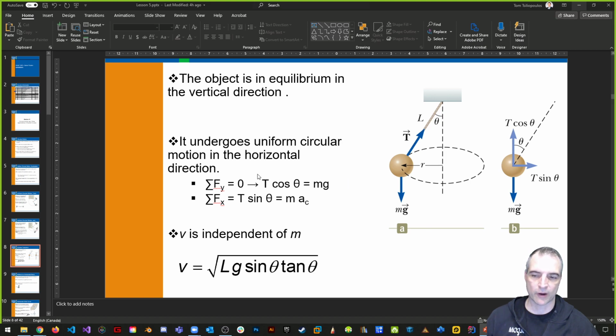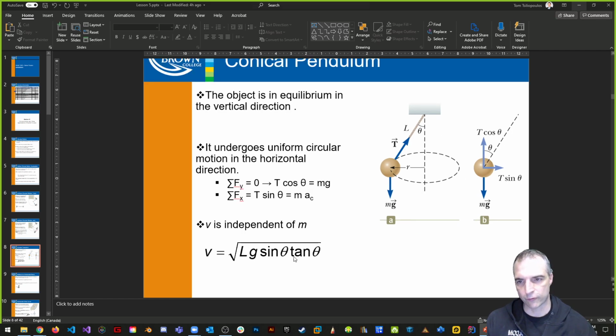When we move things around with algebra, we come down to this equation. I'm not going to prove this to you, but if you took these two equations and moved them around, because we can make an association with one equation to the other, sine and cosine, then we get L, which is the length of the cord, times gravity, sine theta, tan theta, and you take the square root of that, and you can get V, or the speed. So that's an important consideration. It's like one formula to do that for you in this conical pendulum example.